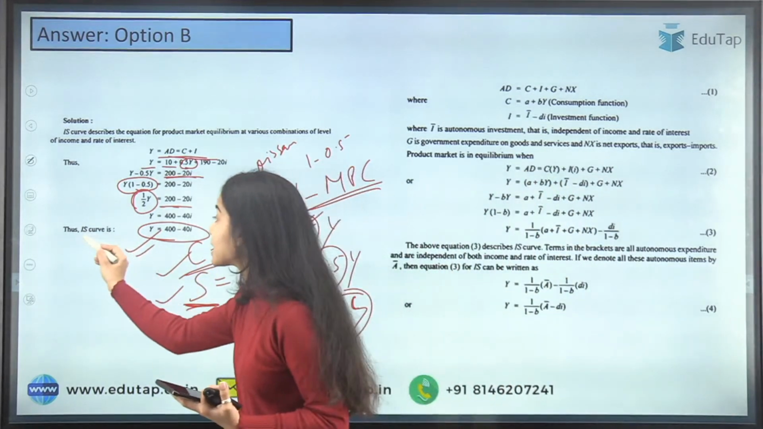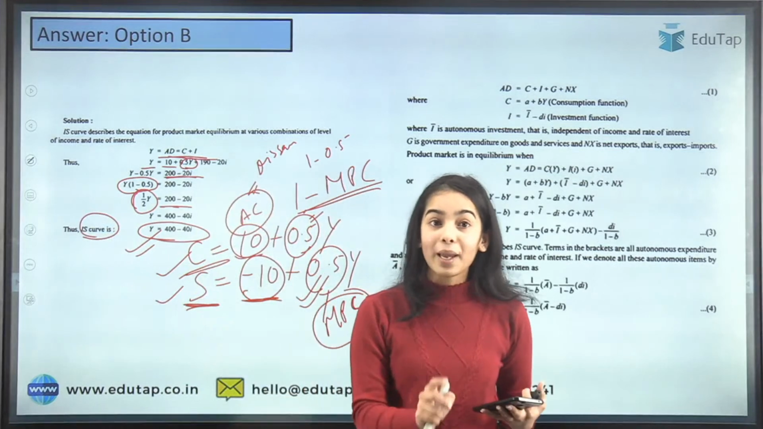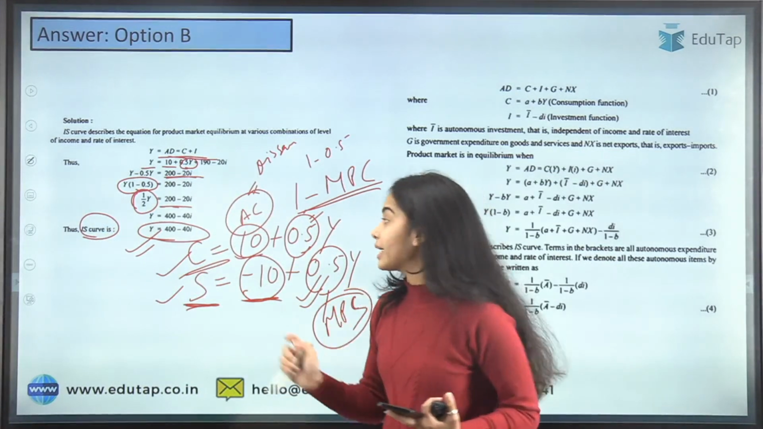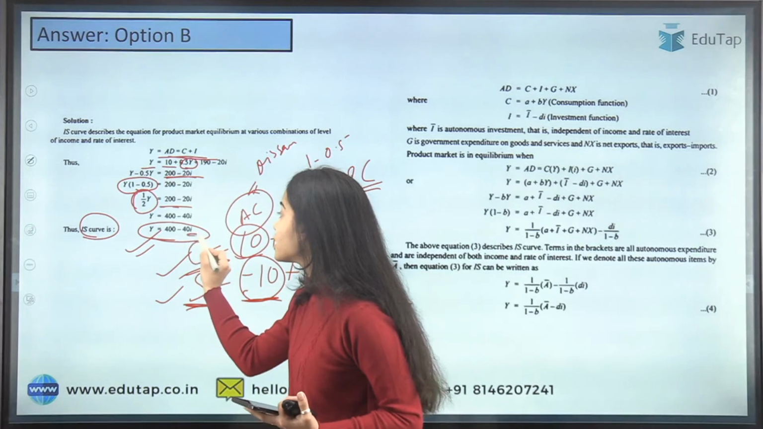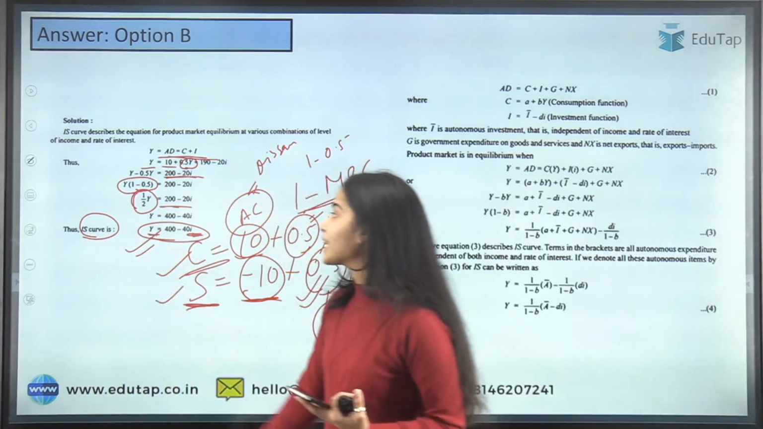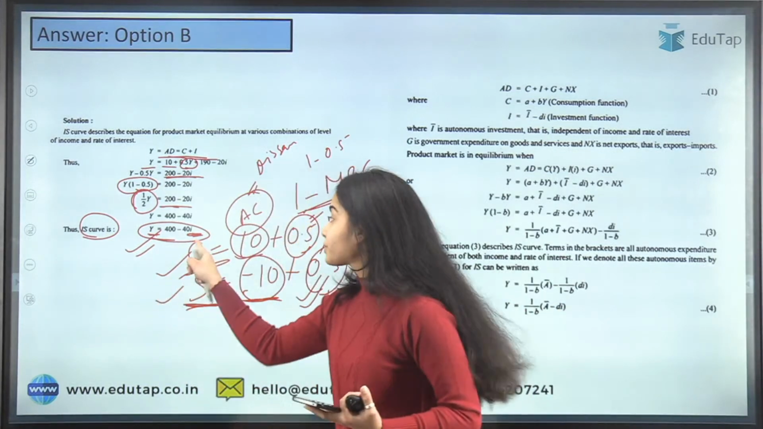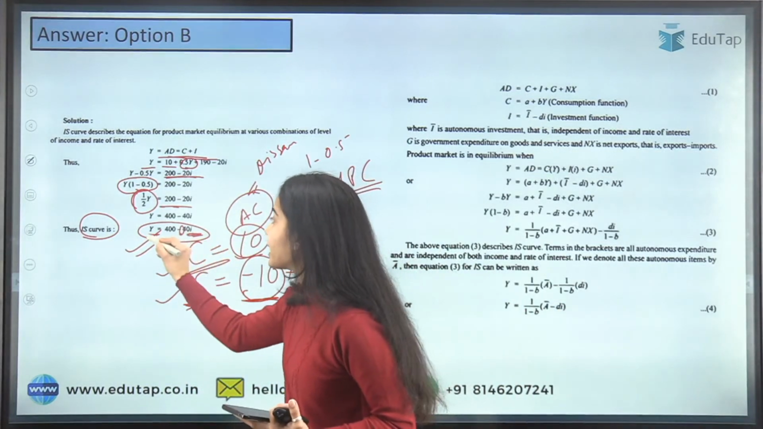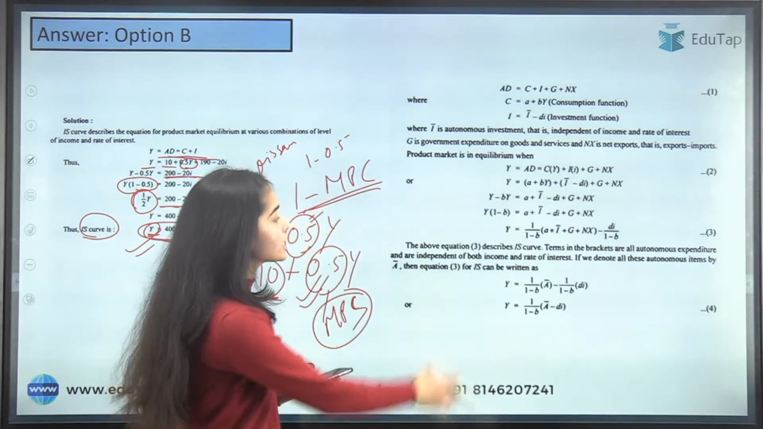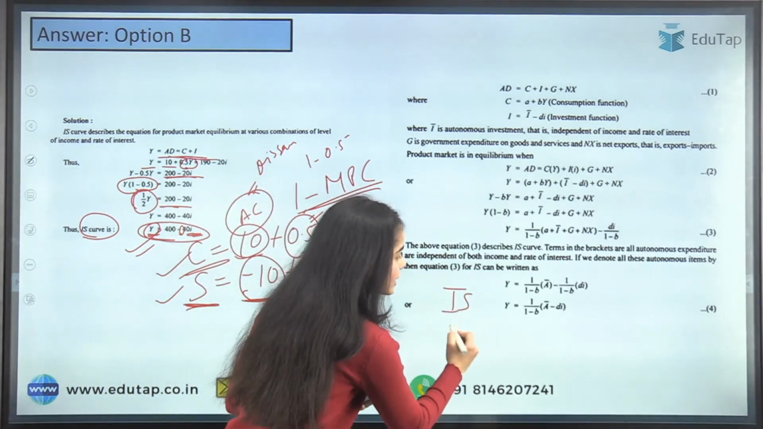Now see, it is saying that this is the IS curve. Why? Because what did the IS curve say? The IS curve said that there is an inverse relationship between the interest rate and the income, and this equation is showing the same, that is, I is negatively related with the income. So this is how you can derive the IS equation.